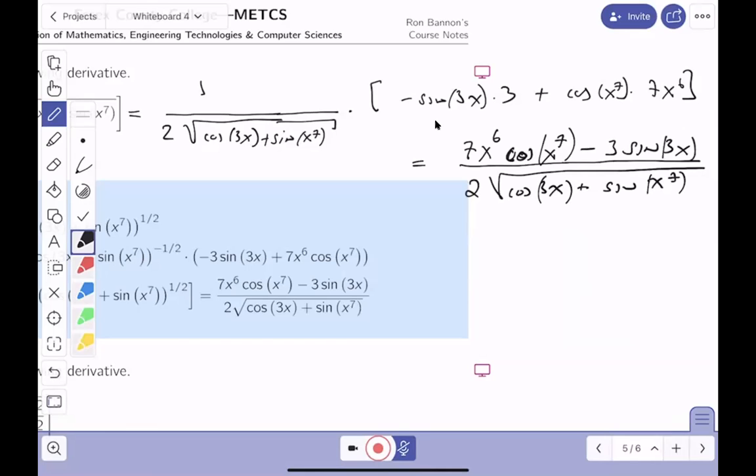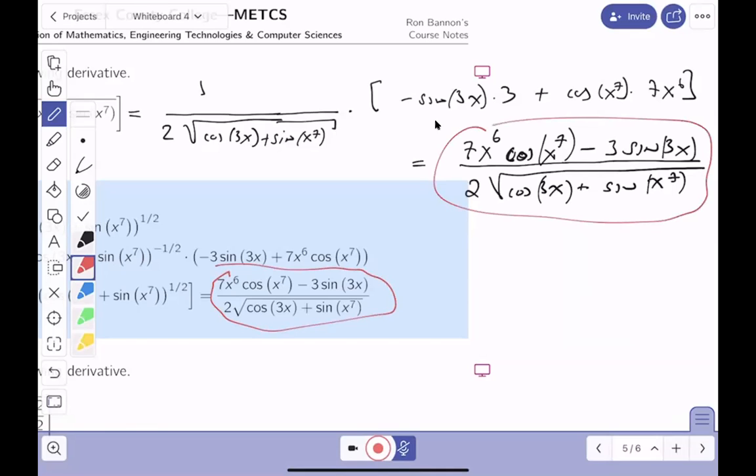Let's look at the answer and see if we got it right. I don't know, maybe we got it wrong. So this is their answer, and this is my answer. Is it the same answer? Let's take a look. 7x^6 cosine x^7 minus 3 sine 3x. On the bottom, I see 2 times the root. What's inside the root? The radicand, cosine 3x. Yeah, we did good.